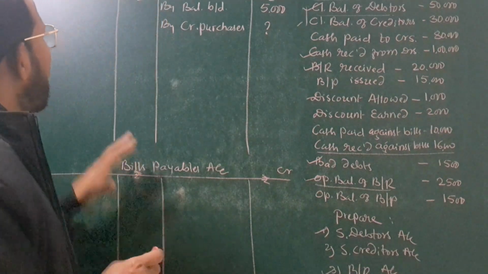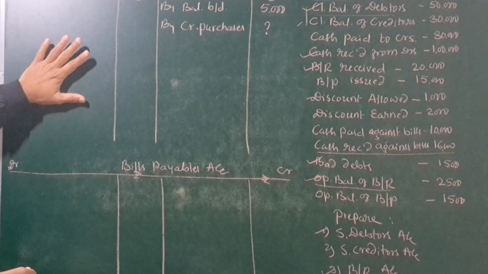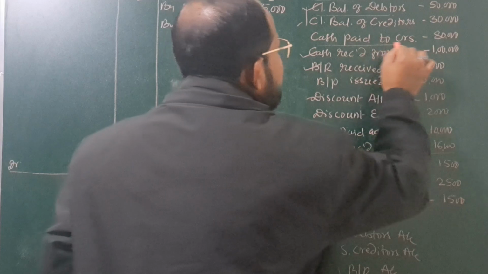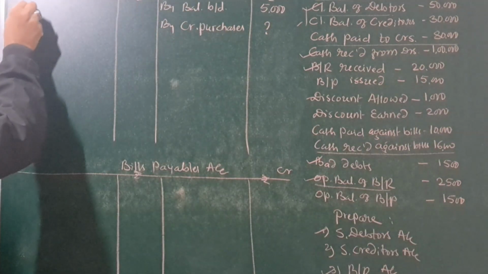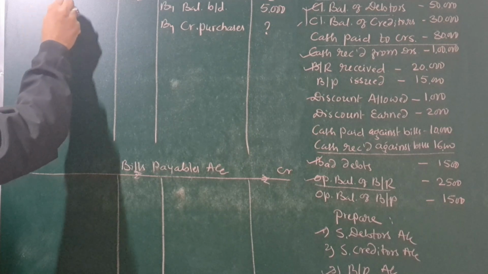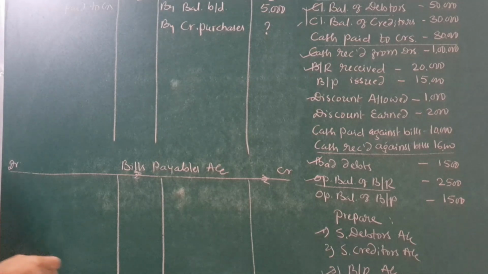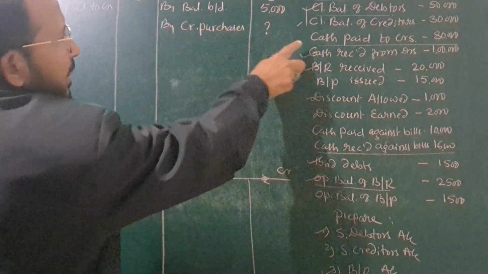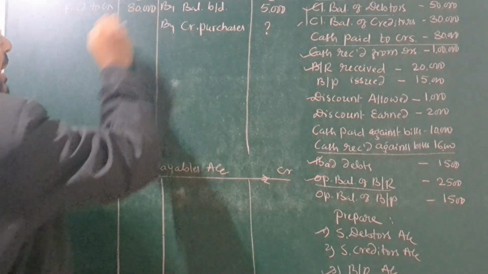Okay, fine. Now we have to write the items which appear on the debit side of a sundry creditors account. Here cash paid to creditors is given, rupees 80,000. That we have to enter here. To cash paid to creditors. What is the amount here? Cash paid to creditors, rupees 80,000.